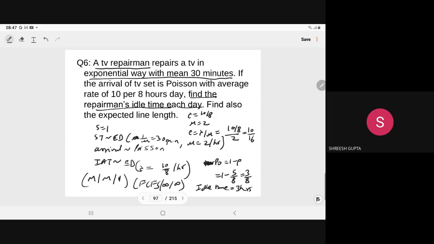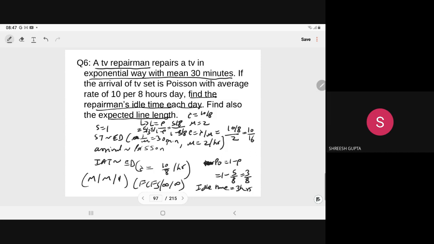Find also the expected line length. Expected line length means we have to compute L. And L is rho upon 1 minus rho, and we have just computed rho. So it is 5 by 8 upon 1 minus 5 upon 8. So that is 5 upon 3, that is 1.67 TVs.